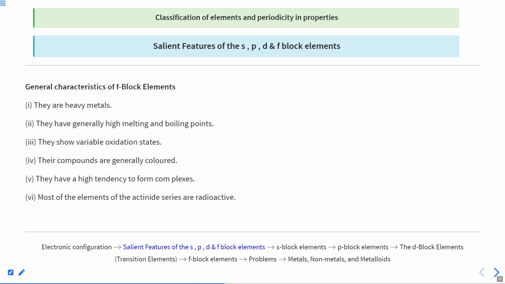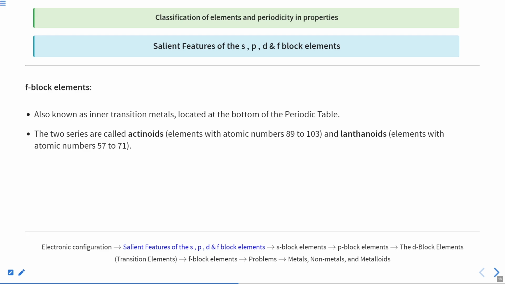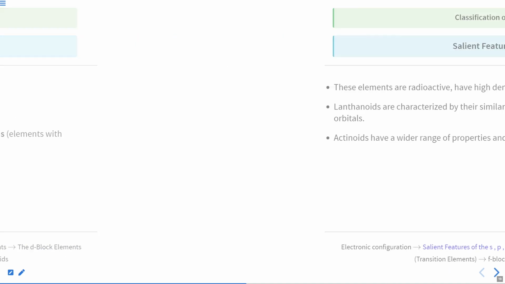Now moving to general characteristics of f block elements. They are heavy metals. They have high melting and boiling points. They show variable oxidation states again. Their compounds are generally colored. They have a high tendency to form complexes. Most of the elements are actinides, and the actinide series are radioactive. Now they are also known as inner transition elements. They are located at the bottom of the periodic table. We have seen them: lanthanoids and actinoids, actinoids going from 89 to 103 and lanthanoids from 57 to 71.